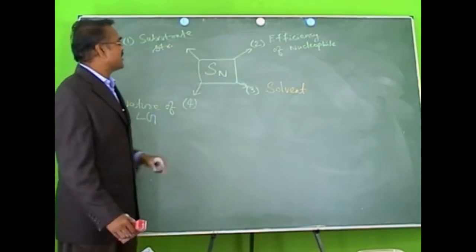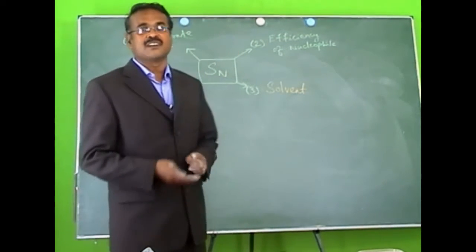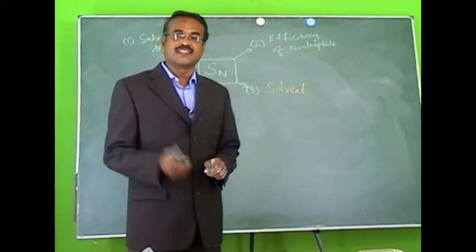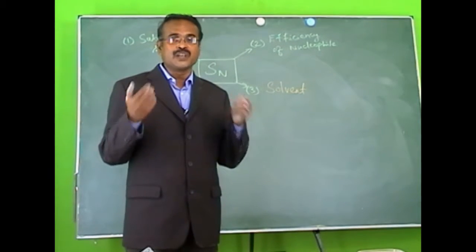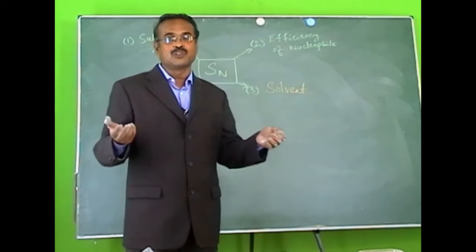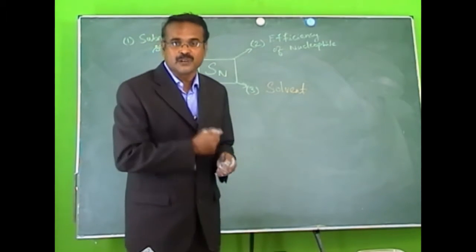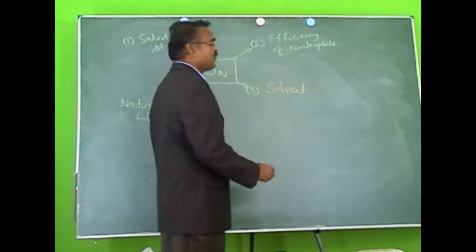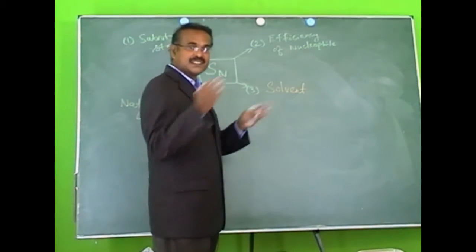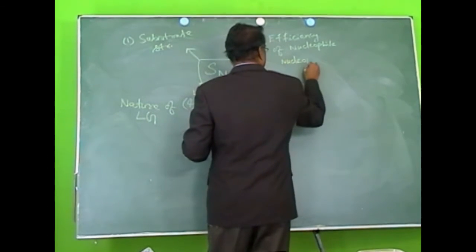Let us talk about the efficiency of the nucleophile. The efficiency of a nucleophile is measured by a term called nucleophilicity. Nucleophilicity is defined as how quickly the nucleophile is able to donate the electron pair to the substrate. Nucleophilicity also differs from basicity. These 2 points always try to confuse the students.